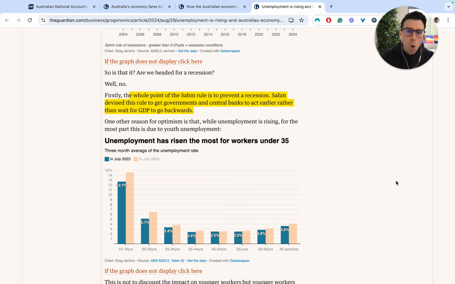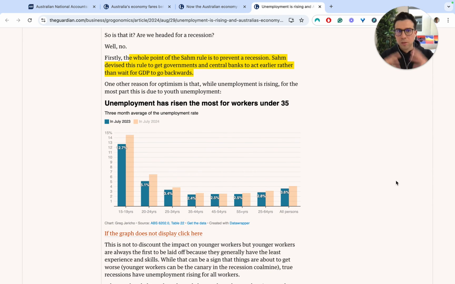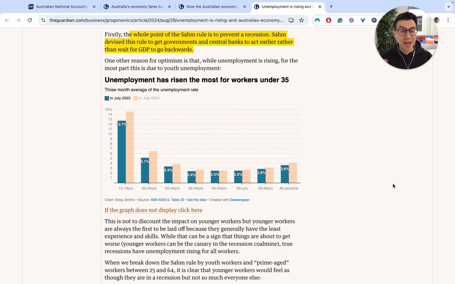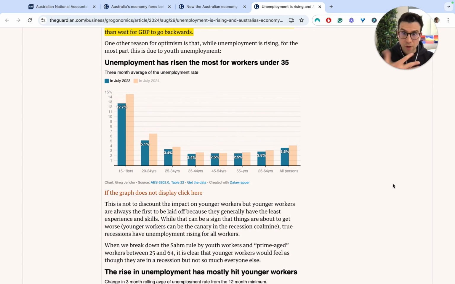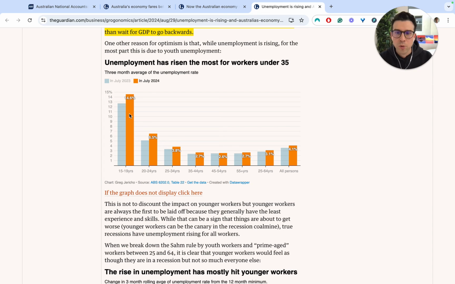Now, why maybe is this not going to be as big of an issue as we think? Well, and this is fantastic, if you're needing data for unemployment and its impact on different groups in the economy, this article has amazing data that shows that mostly if you're under 35 is where unemployment has risen. Unemployment has been rising, and you can see this, the uptake here from 12.7 to 14.6 for 15 to 19s, 5.1 to 6.5 for 20 to 24, 3.4 to 3.8 for 25 to 35.